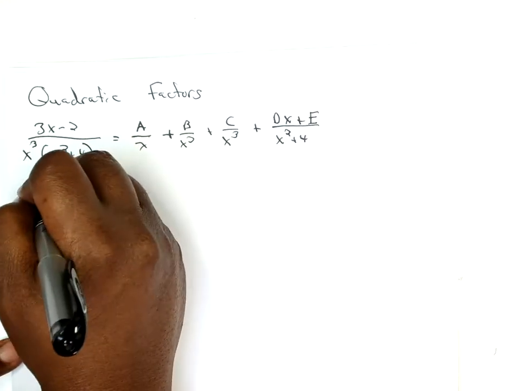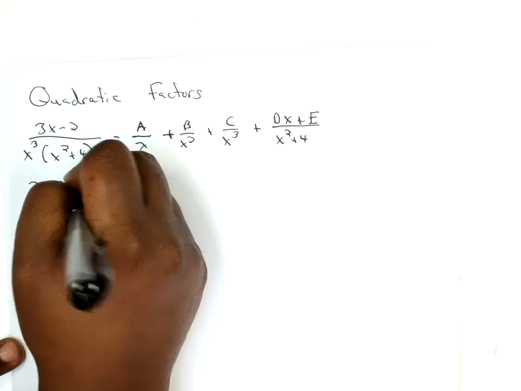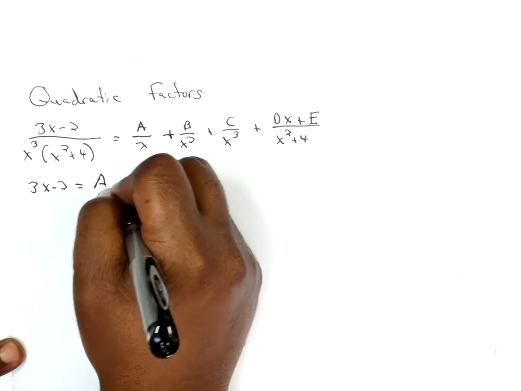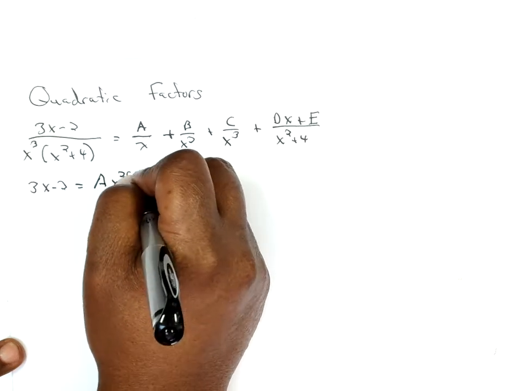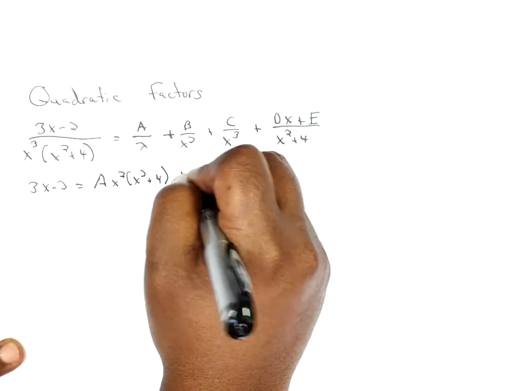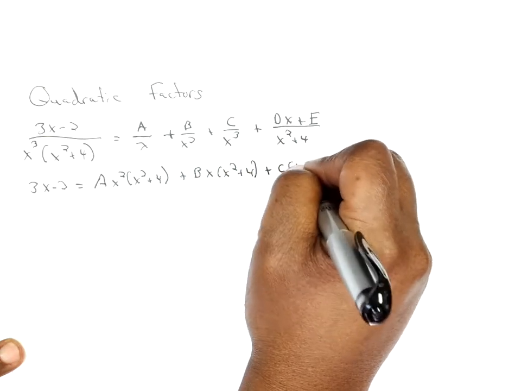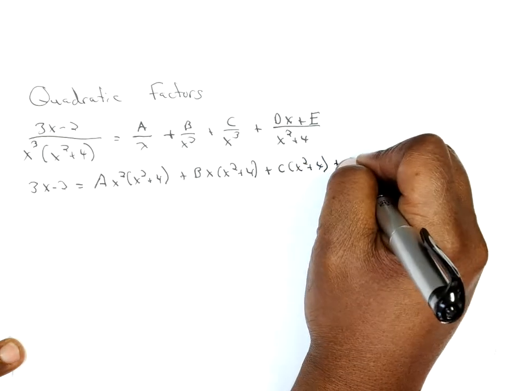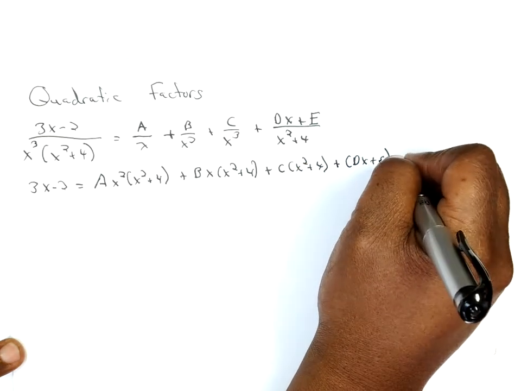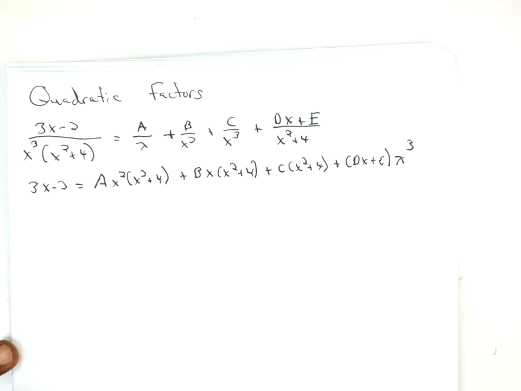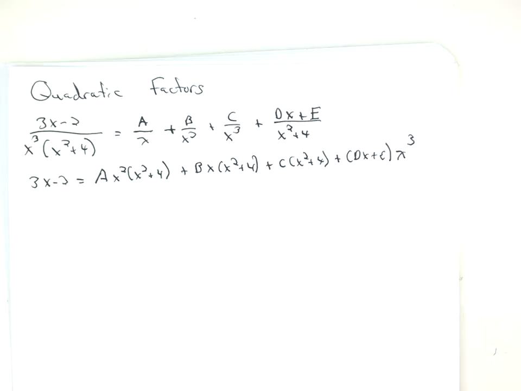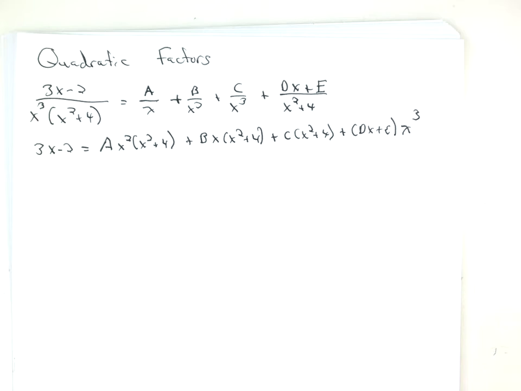So clear the fractions. We get 3x minus 2 equals a times x squared plus 4, plus b times x squared plus 4, plus c times x squared plus 4, plus dx plus e times x cubed. So I'm going to do a little bit different method for this one because it's not quite as simple as just plugging in the things that make it 0, because the only 0 I have here is 0. So that's not really all that helpful. So I'm going to multiply things out and collect like terms.